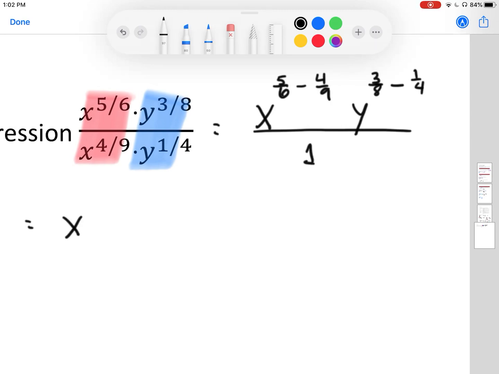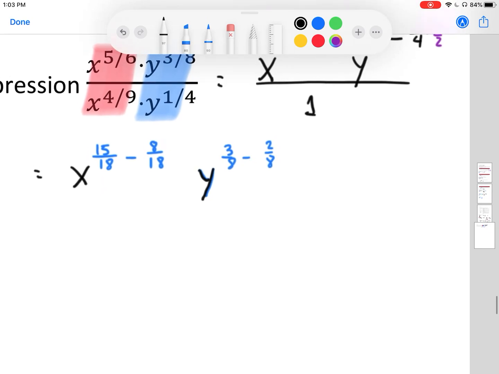So I have x to the, now we need a common denominator. So I think 18 will do the job. I multiply this one by 3/3, this one by 2/2, so that I have 15/18 minus 8/18. And y, now we want a common denominator, so we just multiply the second fraction by 2, so that I have 3/8 minus 2/8. And 15 minus 8 gives us 7. So I have x to the 7/18 times y to the 3 minus 2, we get 1, 1/8.